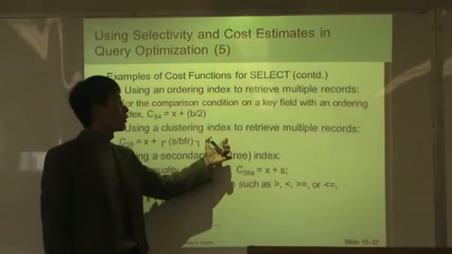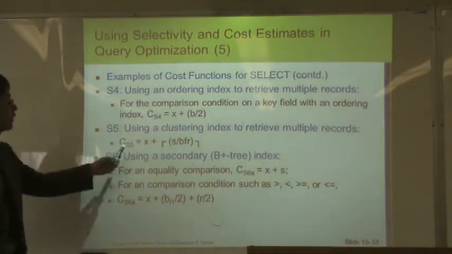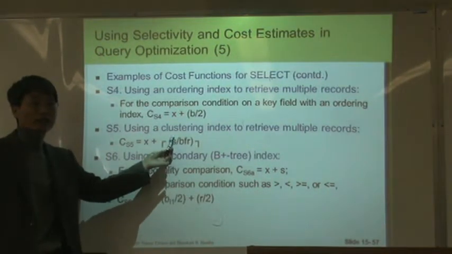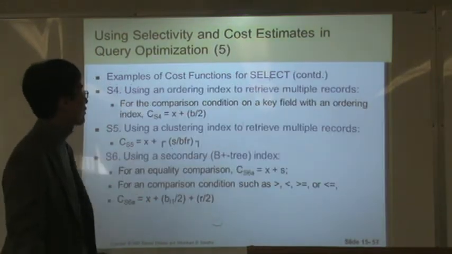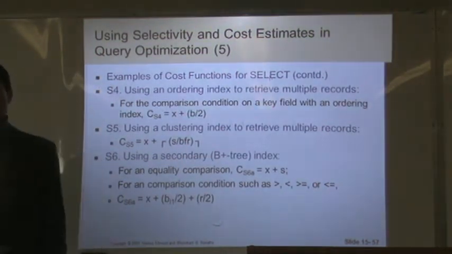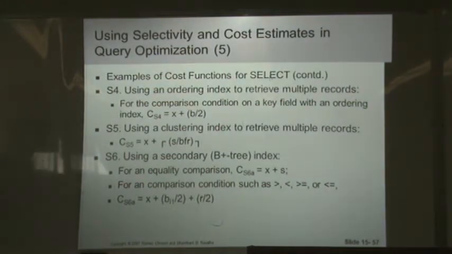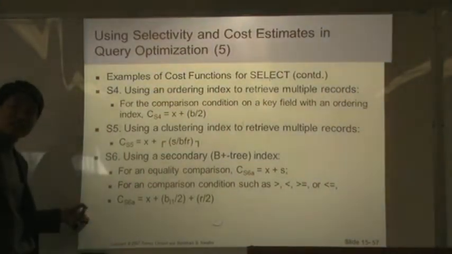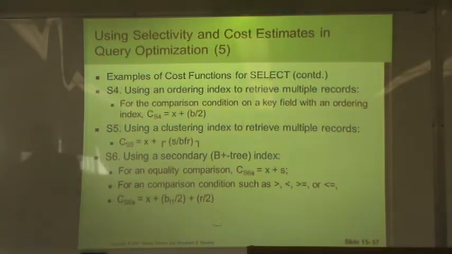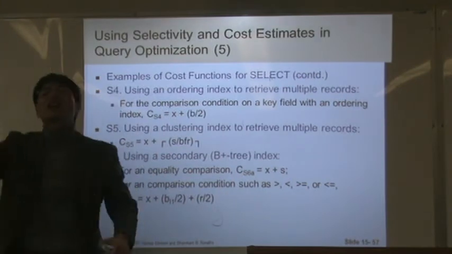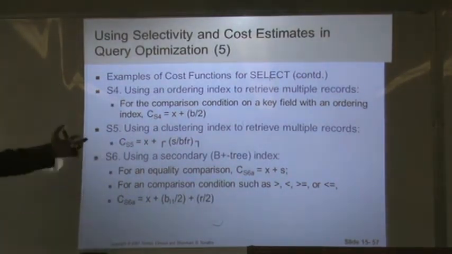Then, the cluster index to retrieve multiple records. Definitely we need this one. Then we should know the selection cardinality, just like the previous case: how many blocks, divided by the blocking factor. Then this is the most common index, the B plus tree index. We can apply the B plus tree index to any attribute. It doesn't matter whether it is the primary key, secondary key, ordered table, non-ordered table, or cluster table. That's the reason this is most popular. More than 90% of real indexes are based on the B plus tree index.